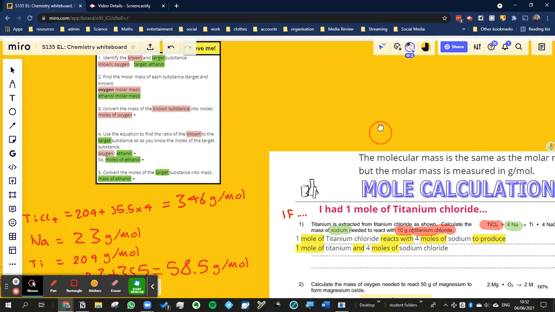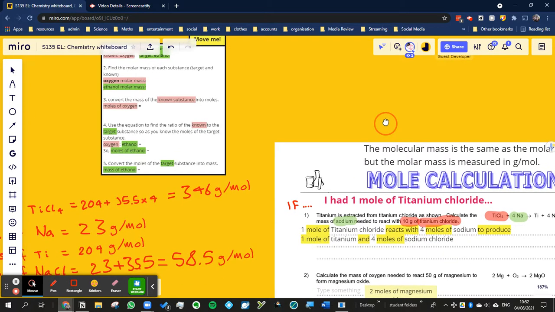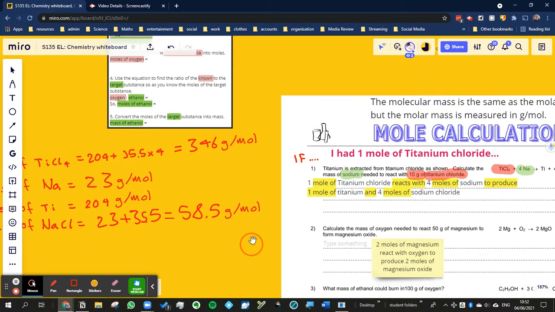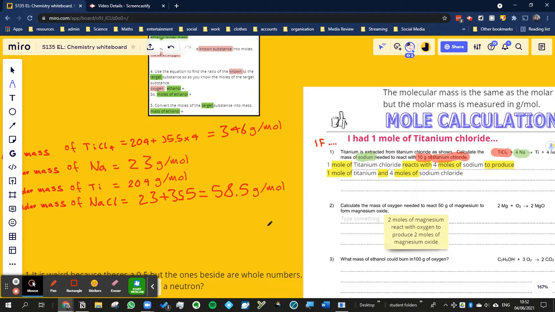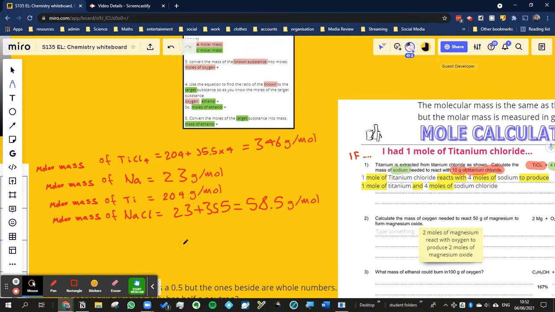The next one is to find out the molar mass of each substance, target and known. So we just for practice worked out the molar mass of all of them, but let's just highlight which one is which. So the molar mass of sodium, the target substance, is this one over here, and then the molar mass of the known substance, which is titanium chloride, is this one over here.